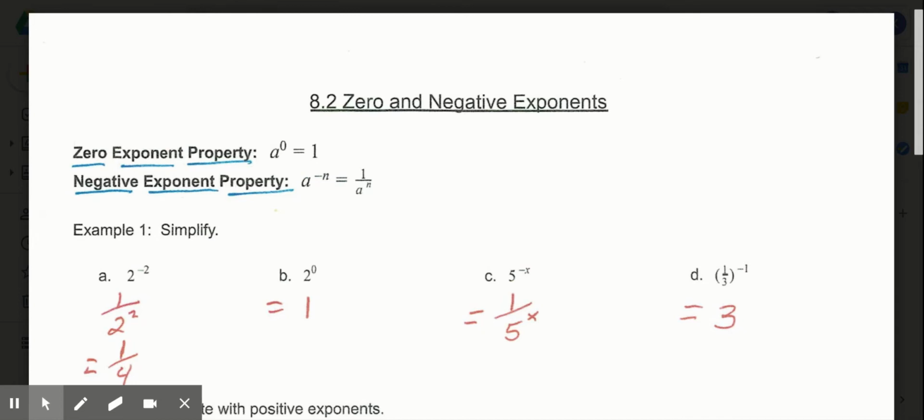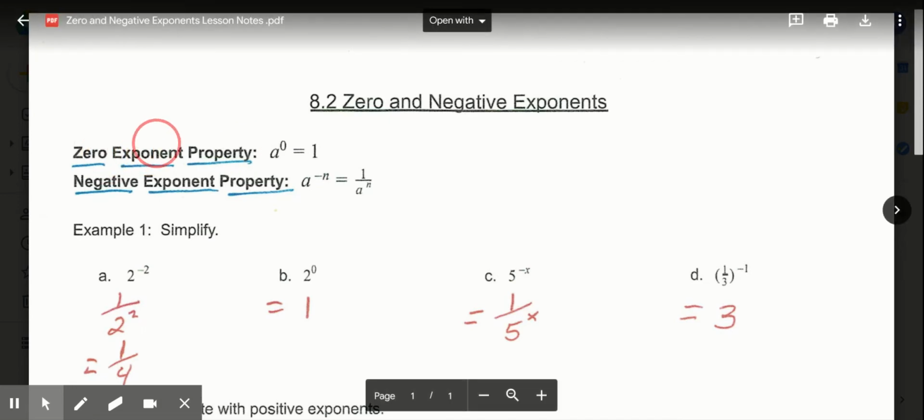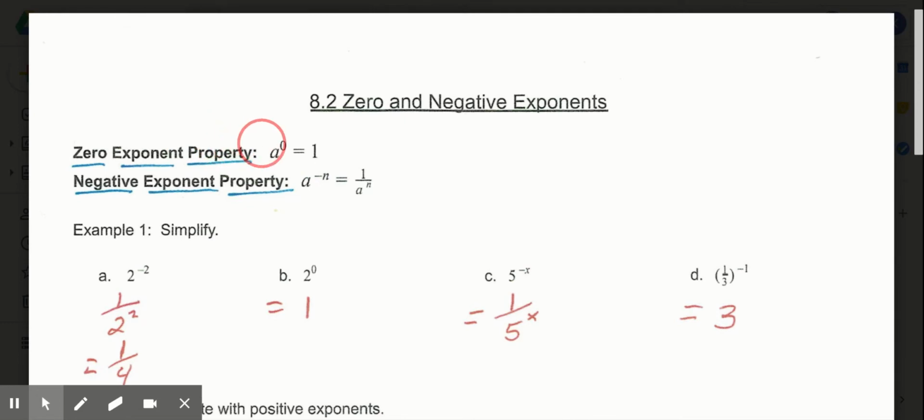So for the zero exponent property, as you can see here, the zero exponent property simply states any base number to the zero power, so with zero as an exponent, always equals 1. So any number to the zero power is always 1.